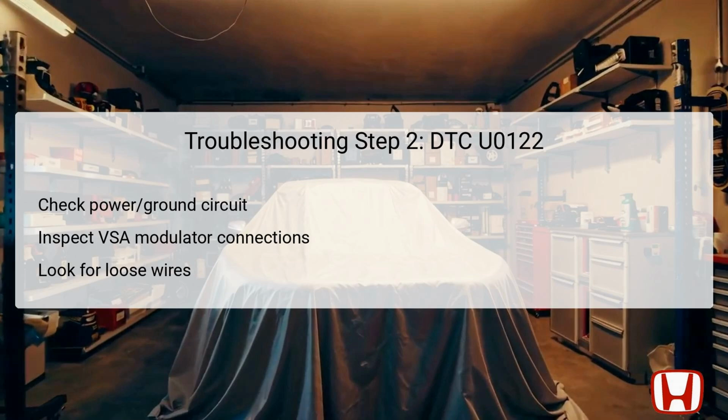Inspecting the connections to the VSA modulator is essential, as any loose or corroded connectors can lead to data communication losses. Additionally, visual checks for any signs of damage or wear to wiring can reveal points where electrical continuity may be disrupted. Through this detailed inspection, technicians can often identify issues that would otherwise prevent the proper operation of the vehicle's stability systems. Don't overlook the importance of ensuring all components are physically secure and in good condition.